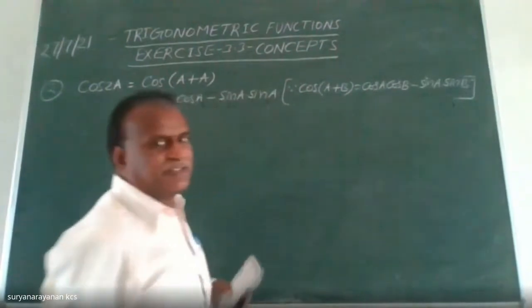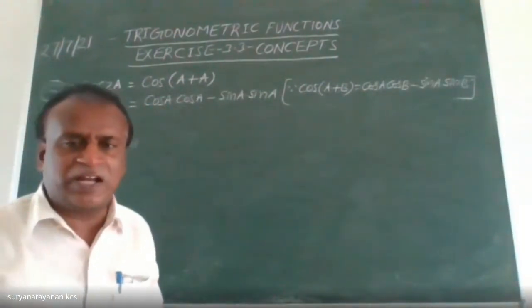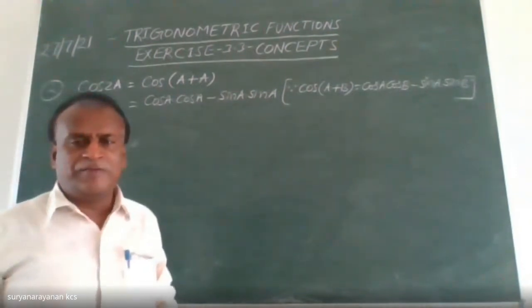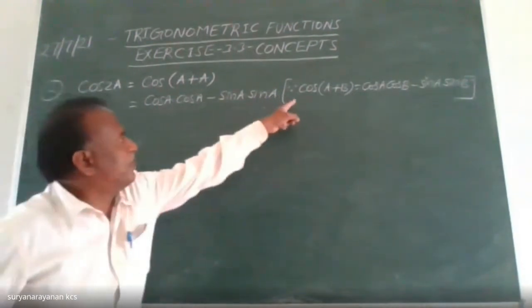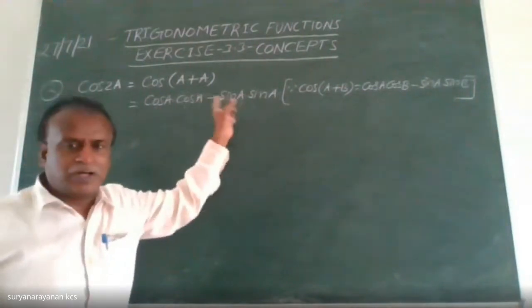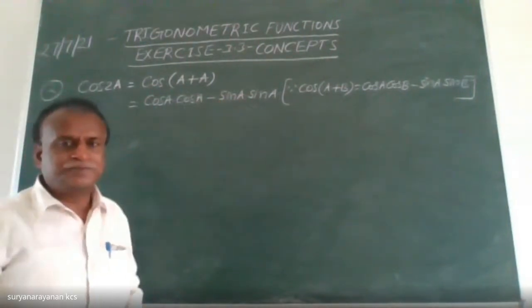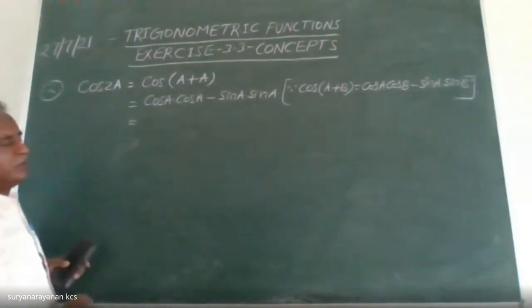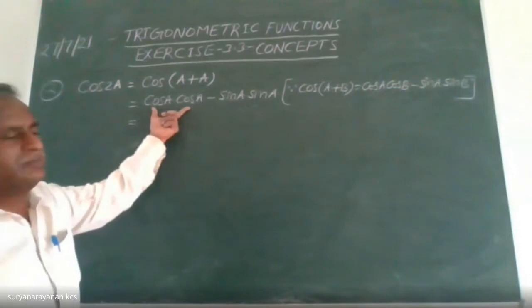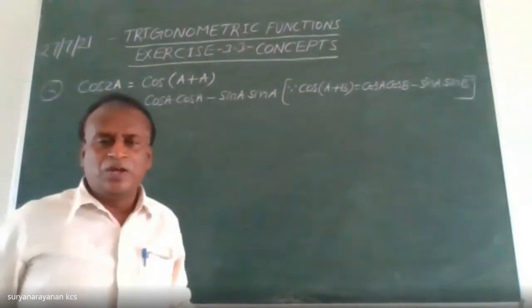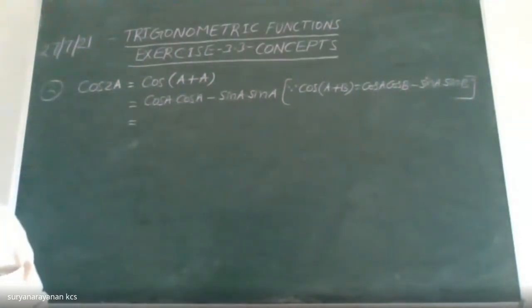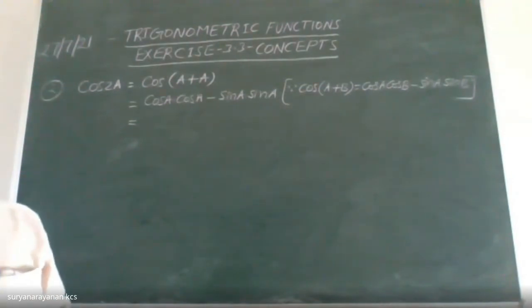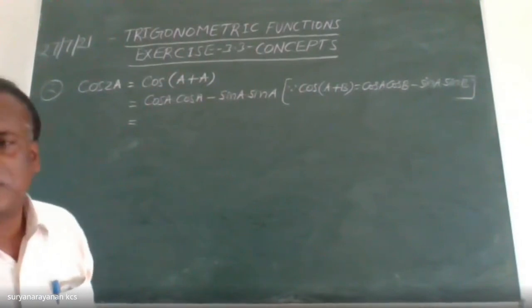You have to memorize these formulae, my children. In the previous class, I told you to memorize the formulae well. So by using this formula, I wrote this step. Understood this step, my children? How do you write this first term? Cos A into cos A. How do you write cos A into cos A? Can you tell me? Cos A into cos A. How do you write?